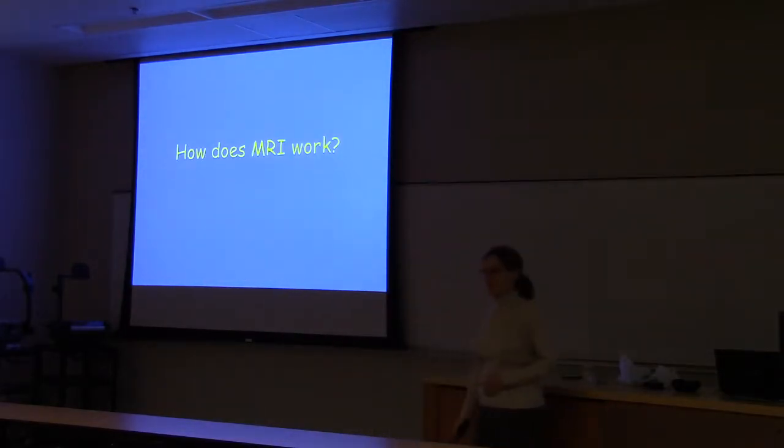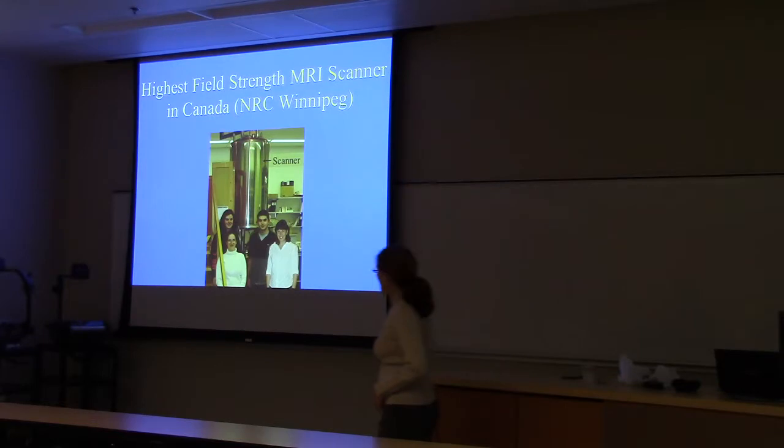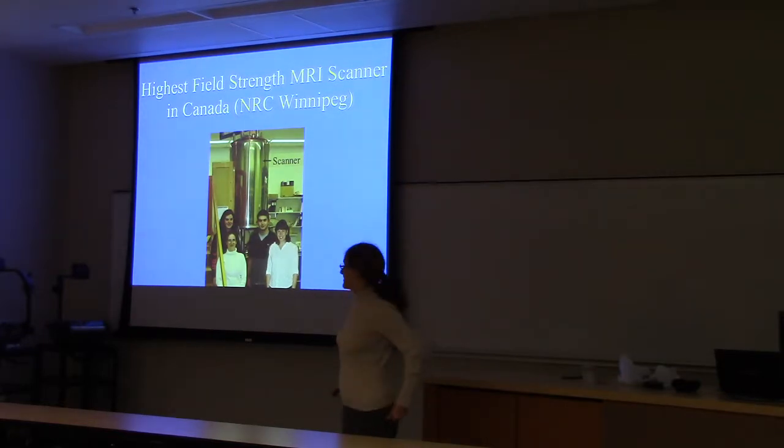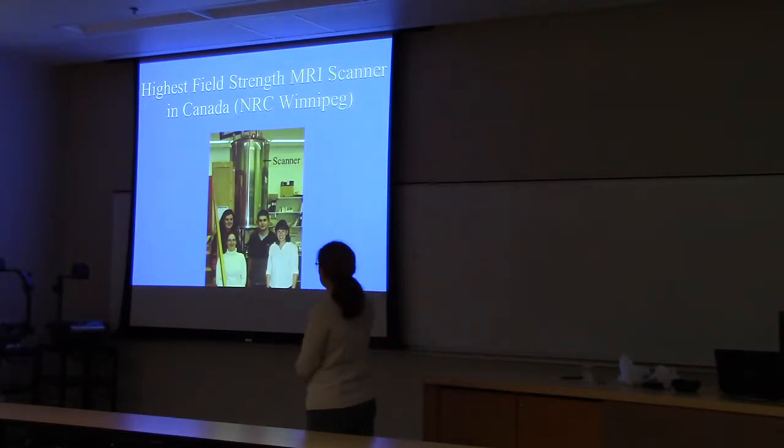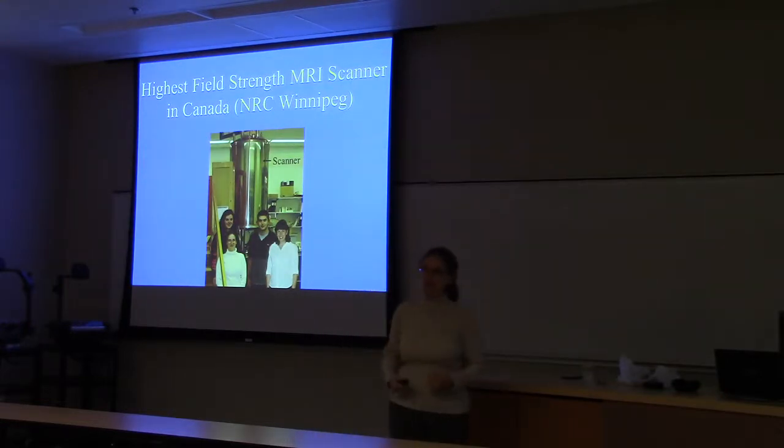So how does MRI work? So I like to show this picture. It's the highest field strength MRI scanner in Canada. That's for imaging, not for spectroscopy. And it's located at what used to be National Research Council Canada. Hopefully we'll find out what's happening to it soon. And this is it. It's 11.7 Tesla. So I like to show it not only to brag, but because it helps me in the next slide for the model.